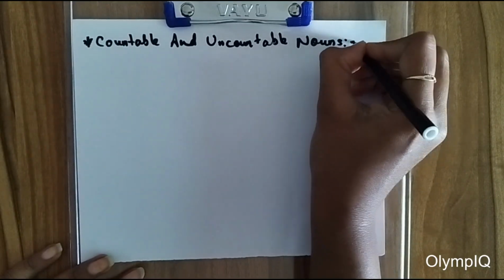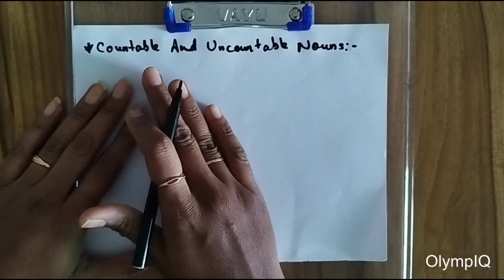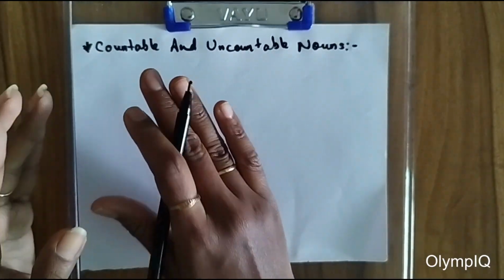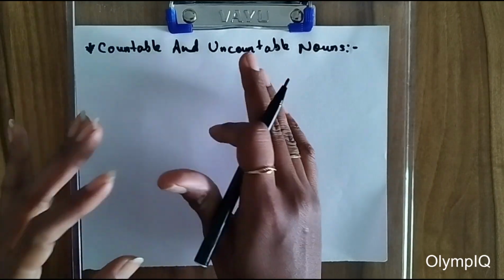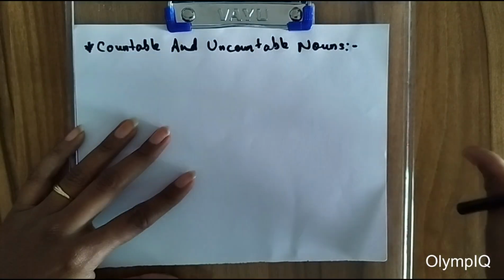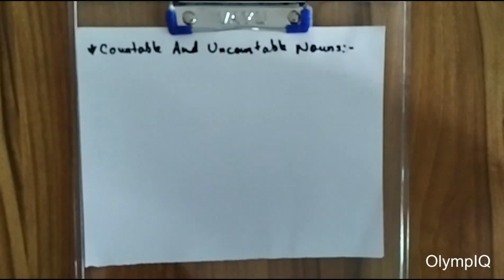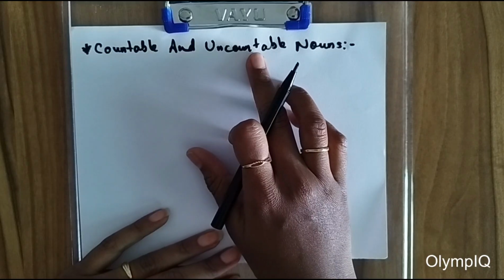So what is countable and uncountable? Countable is something which can be counted by you, like 1 pen, 5 pens, 10 chairs. And uncountable is something which you cannot count, like for example, the juice in a glass or the sugar in a bag, the oil that we use. Okay, so those would come under uncountable.